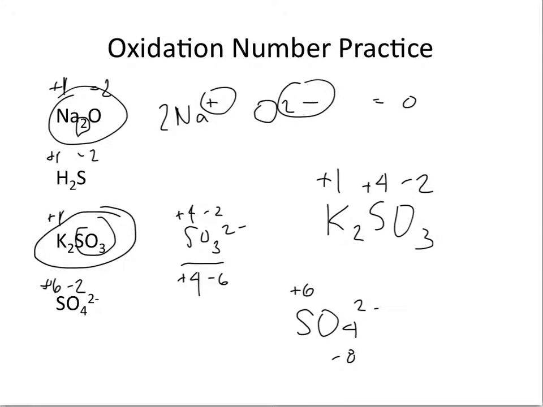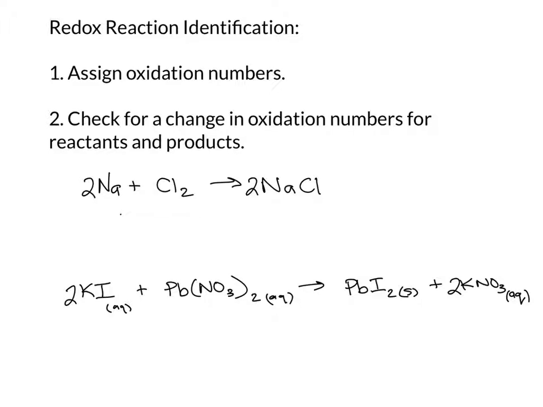that is a -2. Okay, so guys, this is the basic approach to assigning oxidation numbers. Being able to assign these numbers is something you want to practice, you want to get involved in, because it's necessary for you to be able to do the next step.